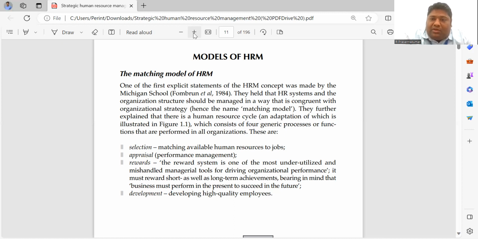Developing means developing high quality employees. When an employee joins an organization, high quality employees and high quality employee measurements are taken in the organization to develop the employees into the best resources.